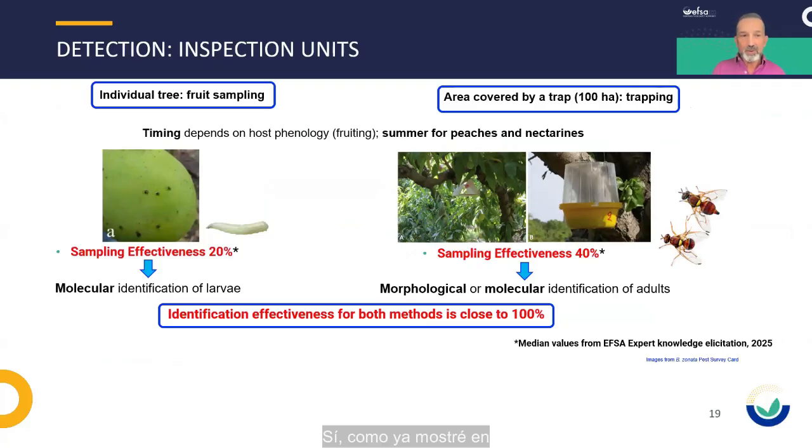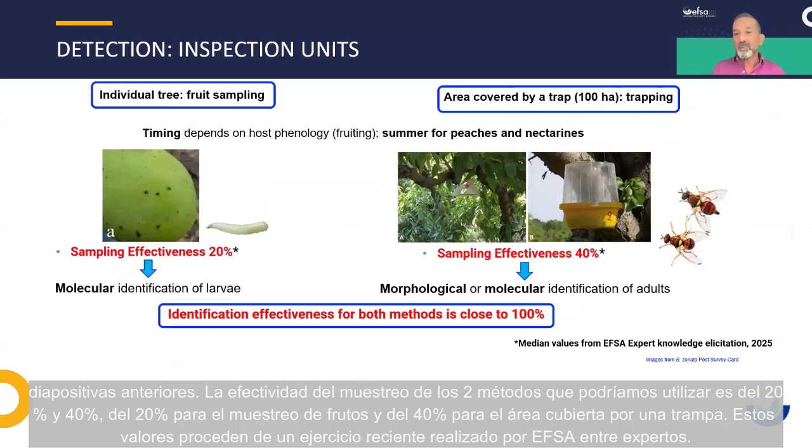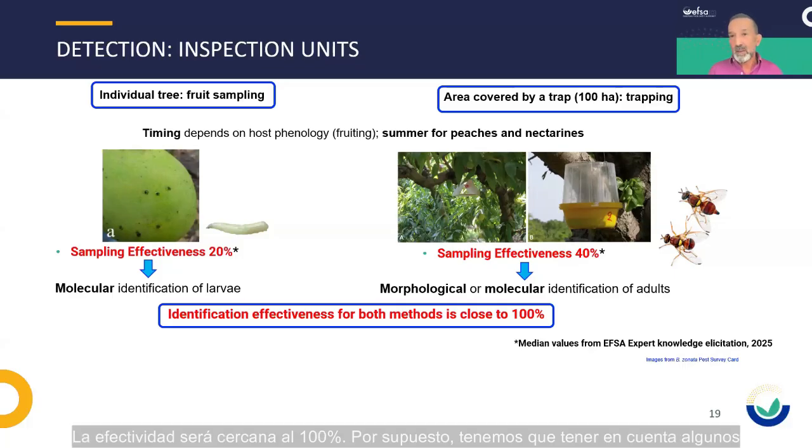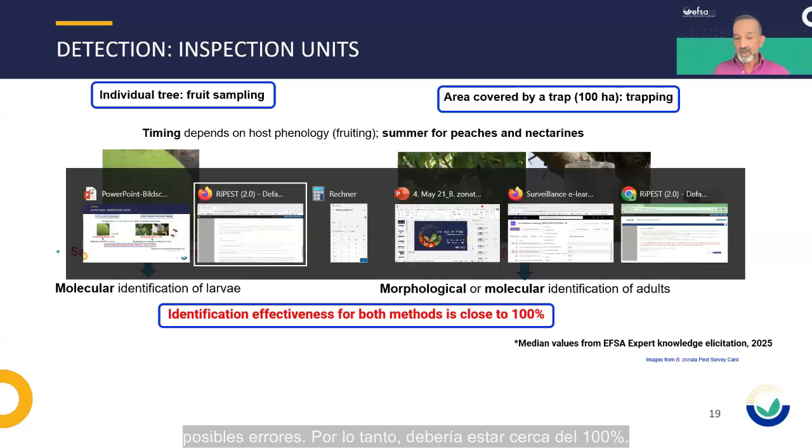Yes, as I already showed in previous slides, the sampling effectiveness of the two methods we could use is 20 and 40%: 20% for fruit sampling and 40% for the area covered by a trap. These values come from a recent ECE performed by EFSA. So this is the first result we need, 40% for the traps. And then in either case, we should take all these insects to the lab for identification, and the identification could be based on molecular methods or on morphological. The effectiveness would be close to 100%. Of course, we have to consider some possible mistakes, so it should be close to 100%.